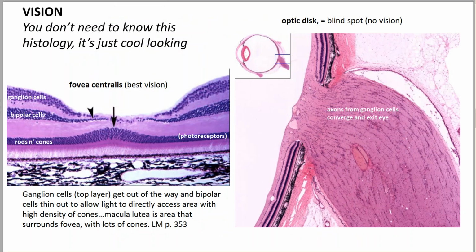So remember that fovea centralis and the optic disc that we talked about. Now that we've seen the structure of the retina, it'll make a little more sense about why these structures do what they do. You don't have to know this. You do not have to know the histology. I just put these pictures in because I think they're cool looking and it helps to kind of explain, in my view.